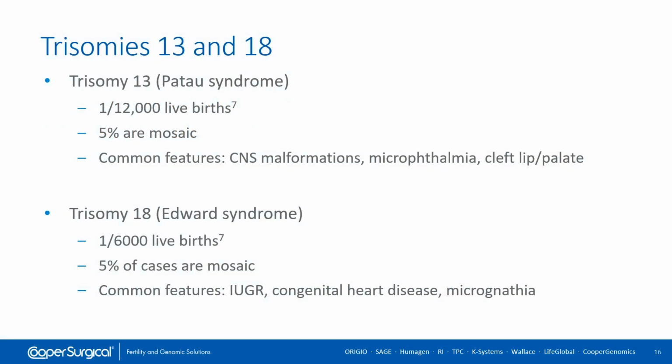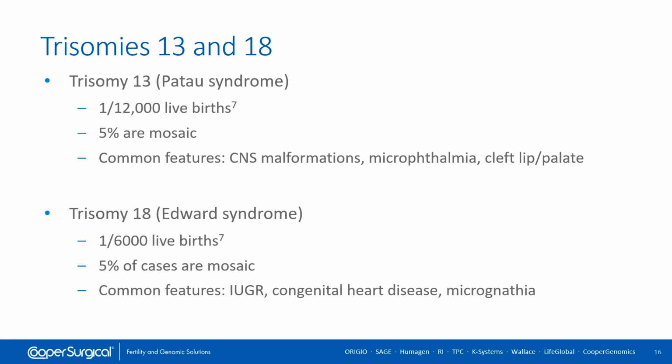So we'll start with trisomy 13, which is also known as Patau syndrome. It has an incidence of about 1 in 12,000 live births, and about 5% of cases are reported to be mosaic. Some common features can include central nervous system malformations, microphthalmia, and a cleft lip and/or palate. Trisomy 18, which is also known as Edwards syndrome, has an incidence of about 1 in 6,000 live births, and again, 5% of cases are mosaic.